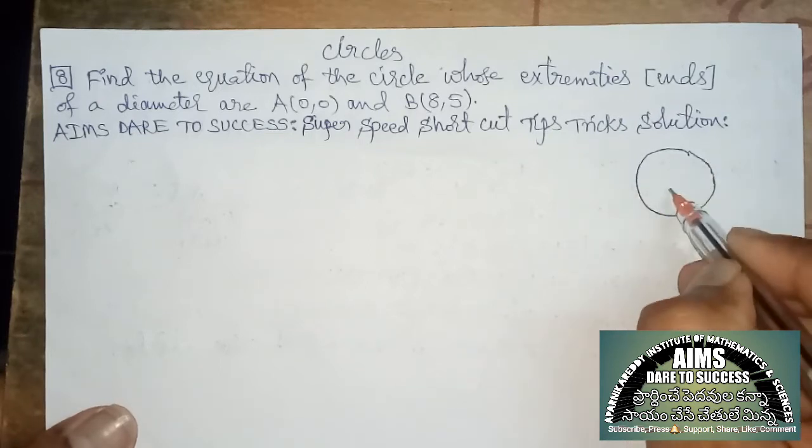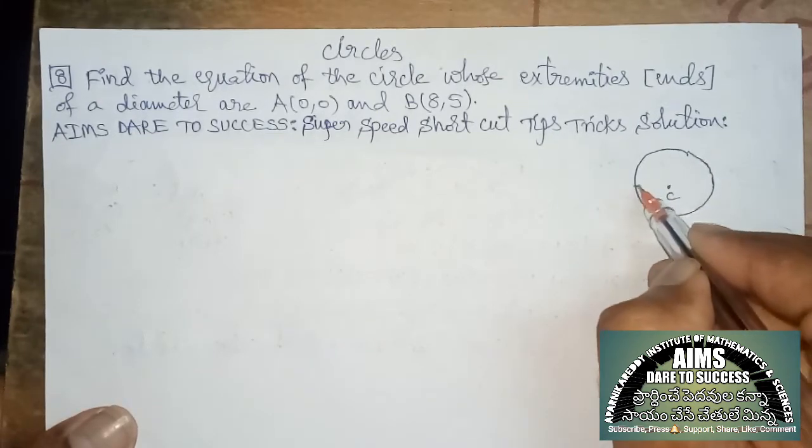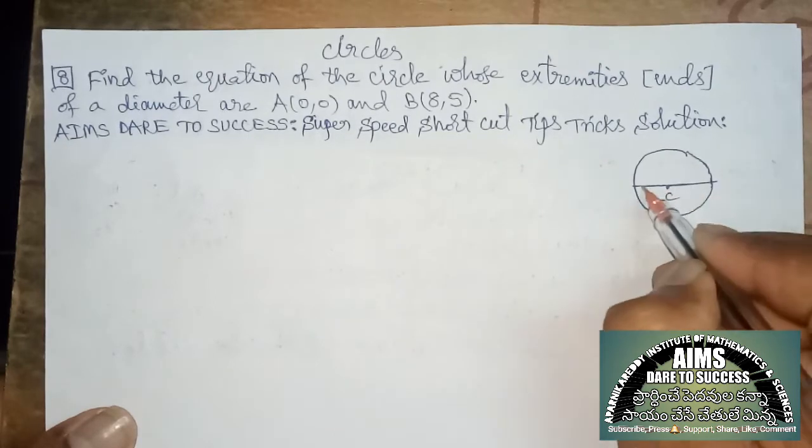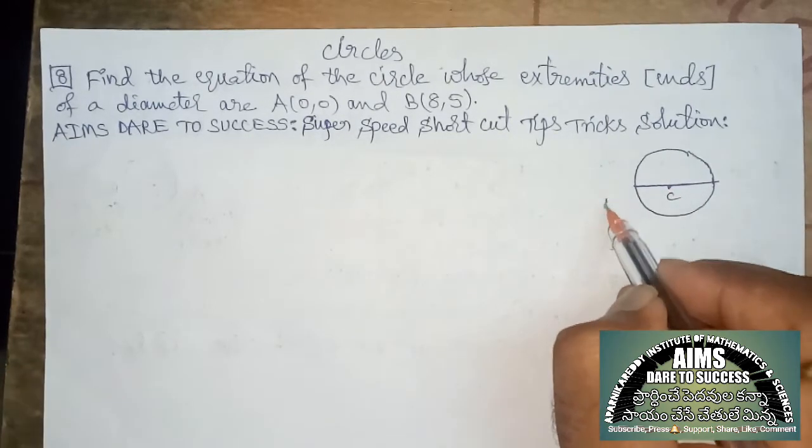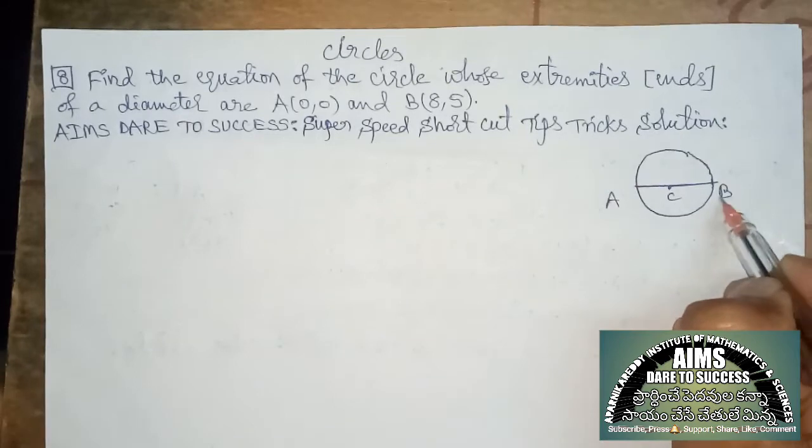This is a circle and this is the center of the circle. Passing through the center, this is a diameter of the circle. Ends of the diameter A and B.